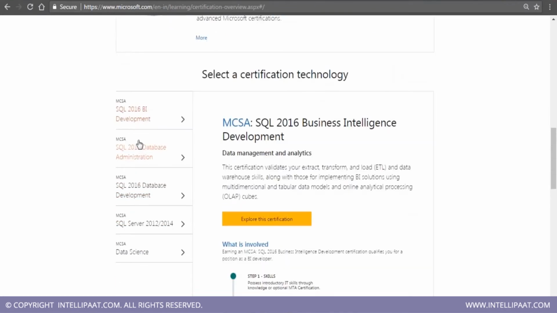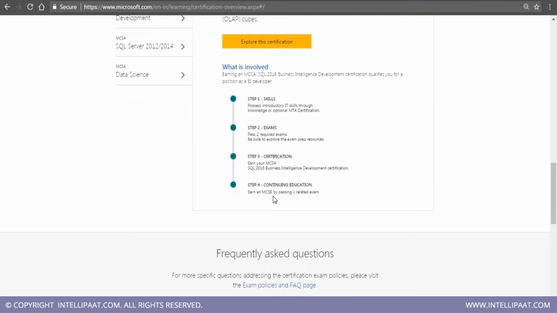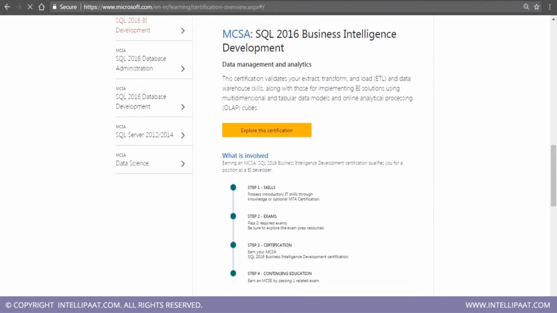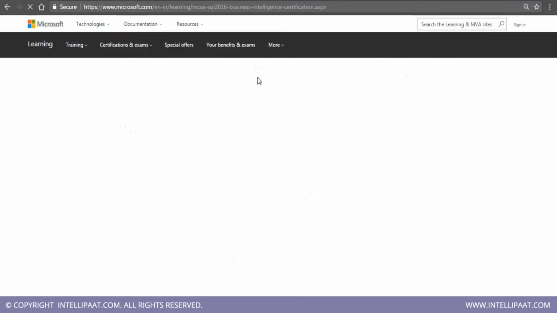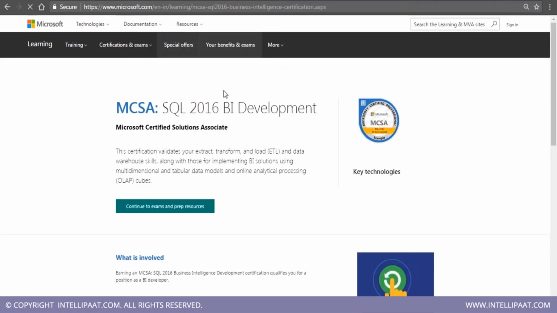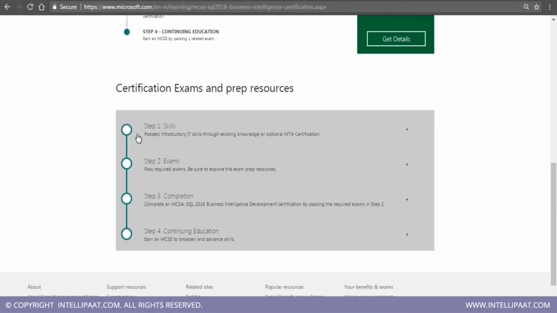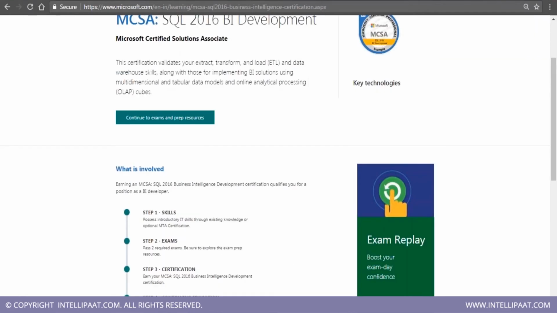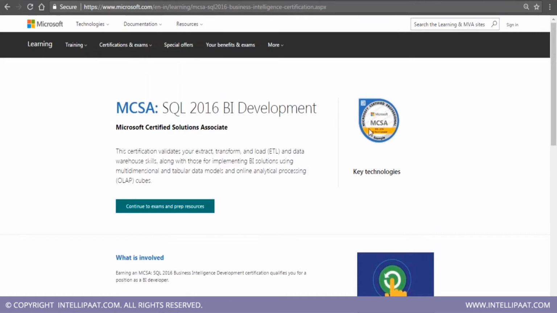So these are the different certifications available in BI development, MCSA. So BI development, as you can see, you can actually explore it. If you explore the certification, it will take you through the different exams that you have to take to achieve the MCSA SQL 2016 BI Development. You can see these are all the exams that are required. So this is the final certification badge that you will get.